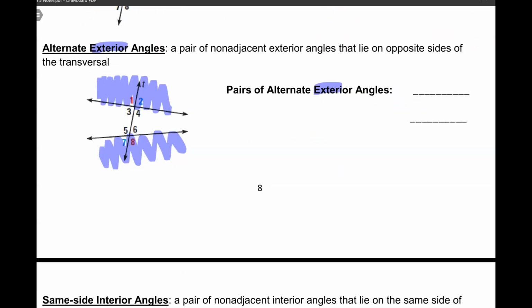Same way down here, the alternate exterior angles are both going to be exterior angles, and they are on opposite sides of the transversal, and they're not next to each other. They do not share a common side. Adjacent angles share a common side. Angles 2 and 1 share this side. That's why 2 is not the alternate. So I have 2 and 7.